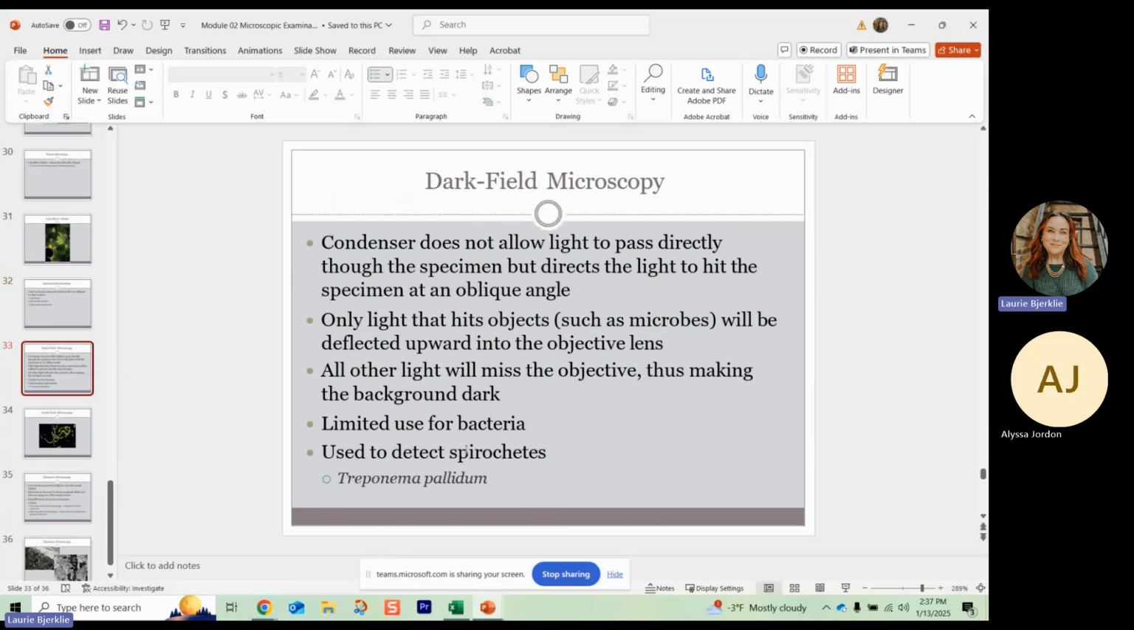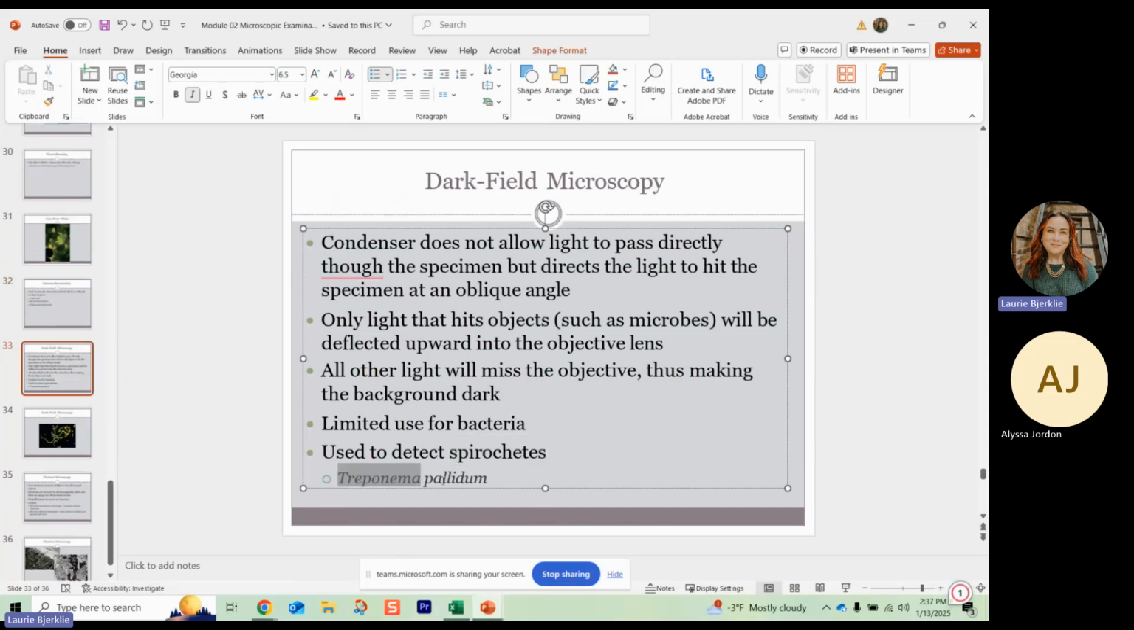We might use it though for spirochetes. Spirochetes do not grow like normal bacteria. They are not played with like normal bacteria. That's why I said we're not gram staining and looking for spirochetes necessarily. If we think we have a spirochete, we would use a different technique.